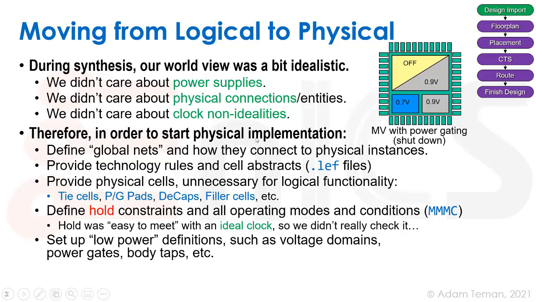To start the physical implementation, what do we need to do? We need to define our global nets. That means what we call our VDD and our ground and so forth. And we have to say how VDD connects to standard cells, how VDD connects to different macros, etc. We have to provide the LEF files, the technology rules, and the cell abstracts. And we need to provide physical cells that didn't have any libs because they don't have any functionality. Things like tie cells, decaps, filler cells, and so forth, which don't have any logical functionality. We also have to define hold constraints and so forth, and low power definitions like multiple voltage domains and so forth.